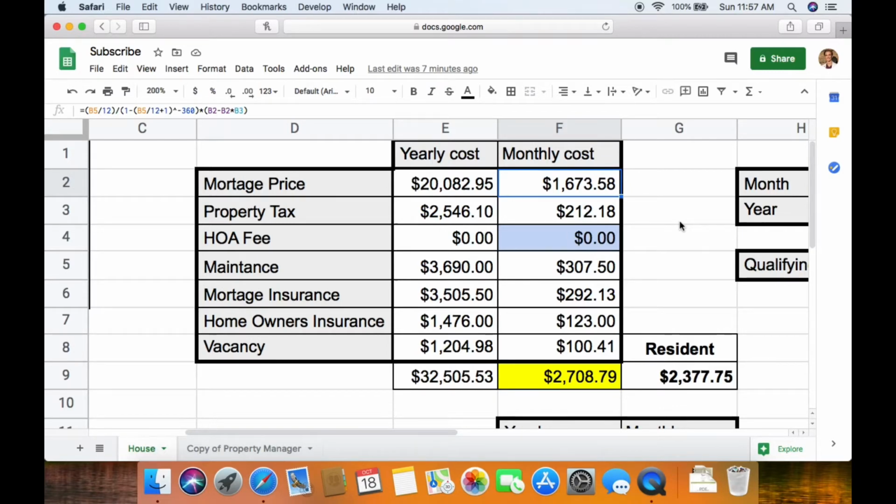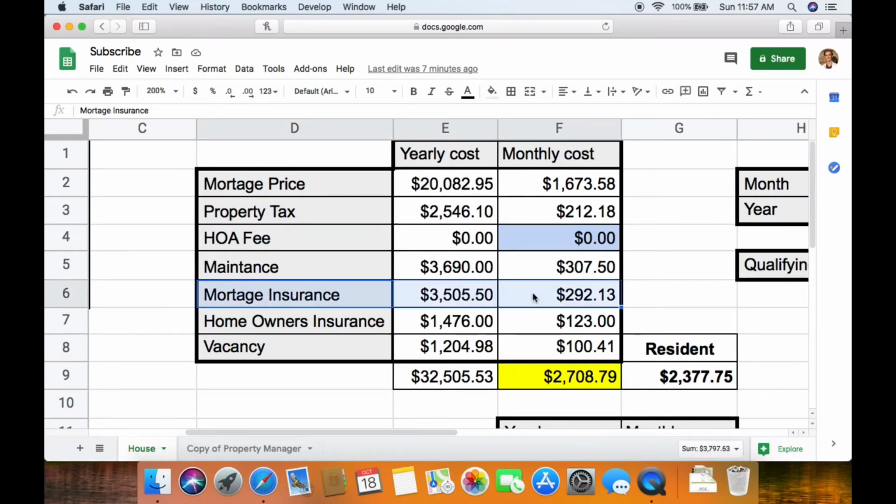Where you might have to edit this calculator a little bit if you want to use it for your own personal use would be depending on your state property tax, how much you're budgeting for maintenance, what type of homeowners insurance you're getting, and the vacancy rate that you're accounting for. In this rental property, I'm accounting for a 6% vacancy rate just to stay extra safe.